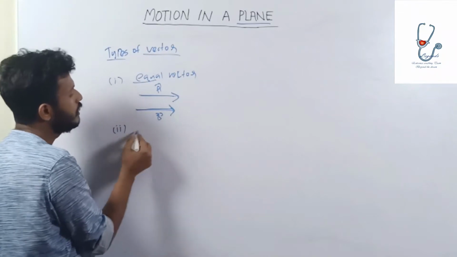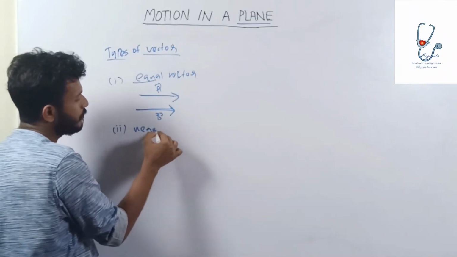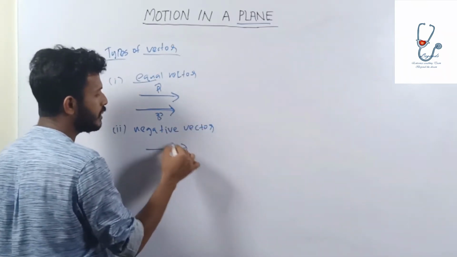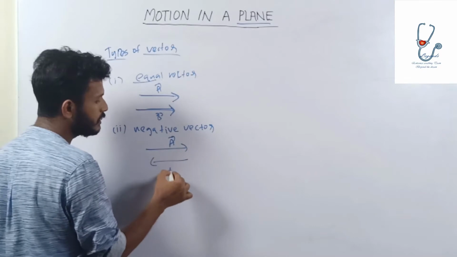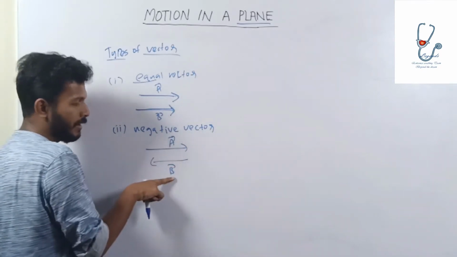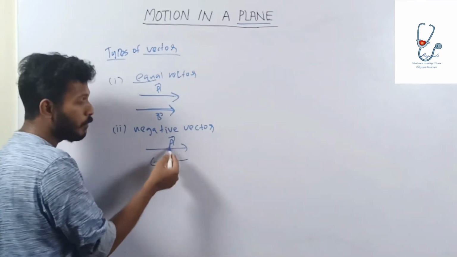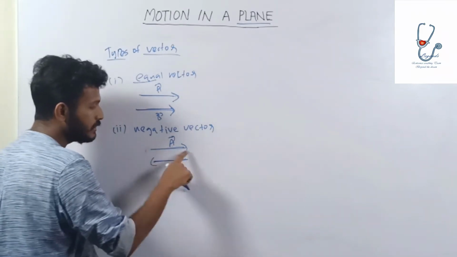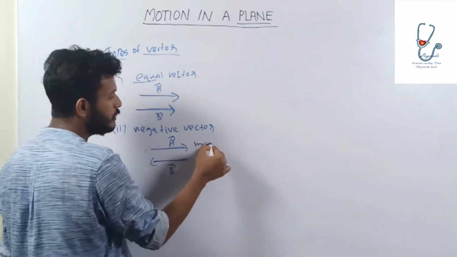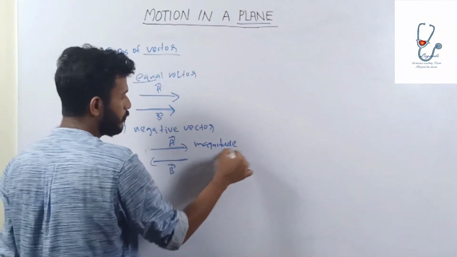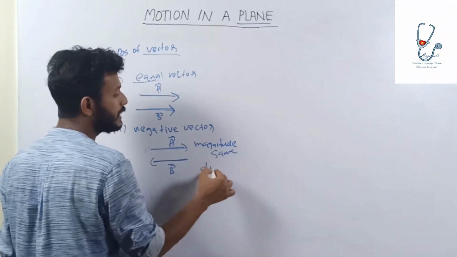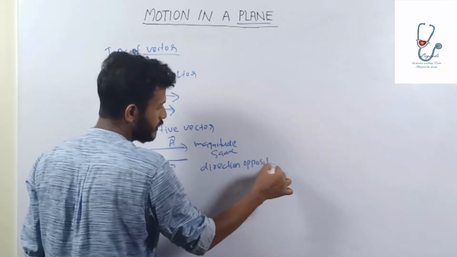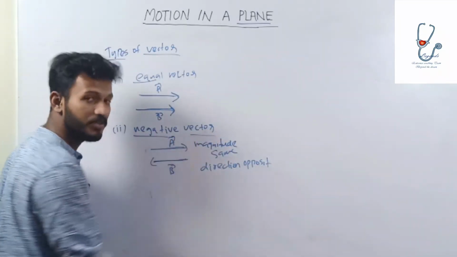Second one, negative vector. What do you mean by negative vector? Consider vector A and vector B. For vectors A and B, the directions are different, opposite, but the magnitudes are the same because their lengths are the same. Magnitude same, but the direction opposite. Such vectors are called negative vectors.